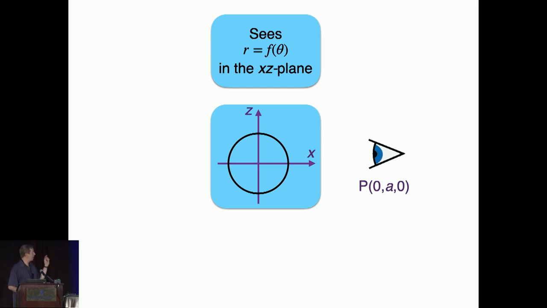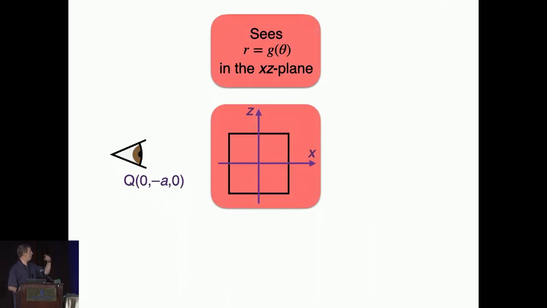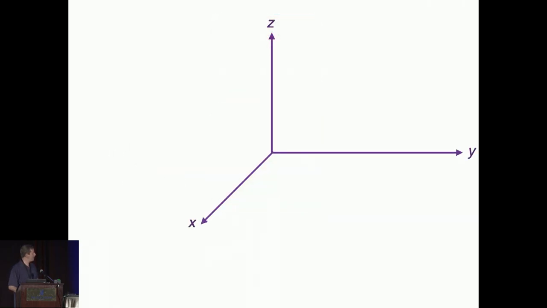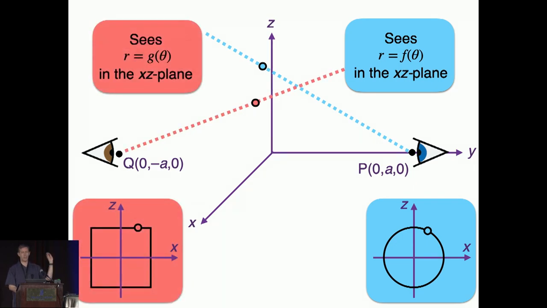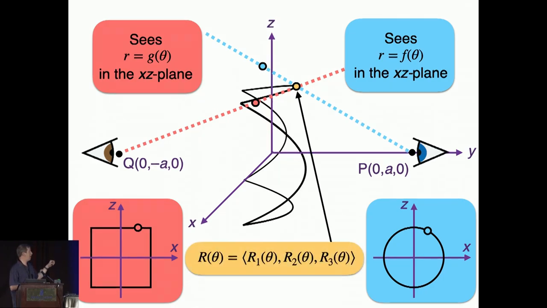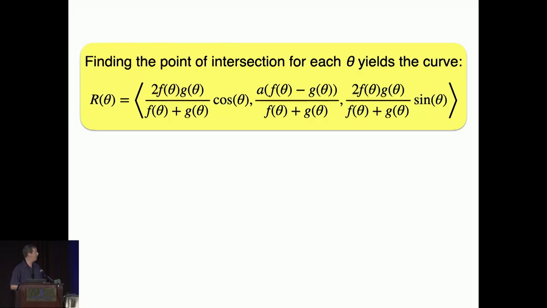And so in particular, let's say that person one wants to see some polar curve r equals f theta. Person two wants to see some polar curve r equals g theta. Then we can imagine it like this. This person, maybe for a given theta, thinks he is seeing that dot in the xz plane. This person thinks she is seeing this dot in the xz plane. And so where should the dot be? The dot should be exactly where those two lines cross each other. And then that will accomplish what both people need. And so together, if we are parameterizing this by theta, that's going to give us a parameterization of this curve in terms of theta. And so you can work out the details here. I'm not going to do it here, but if you do, this is the equation for this curve.